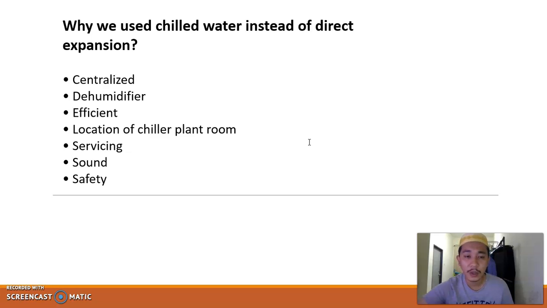Because the first one is we want to have the centralized system, and then we want to dehumidify the air in an efficient way. The location of the chiller plant room is also quite important because we don't want the chiller plant room near the occupants because of the sound. We are also using the centralized chill water system because of the servicing, which is different from the servicing for split unit system.